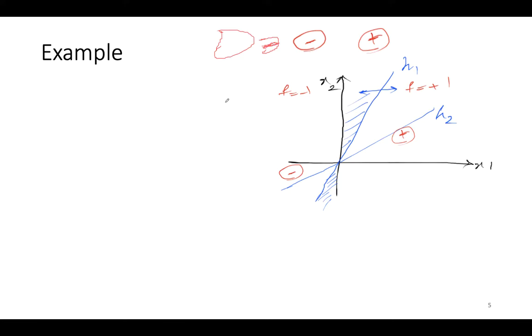On the left side of X2 we have all minuses, the class of minuses. On the side of X2 greater than 0, this side, we have pluses, the class of pluses. Let's just focus on one hypothesis, which is H1. H1 classifies whatever is on this side as positive, and whatever is on this side as negative.